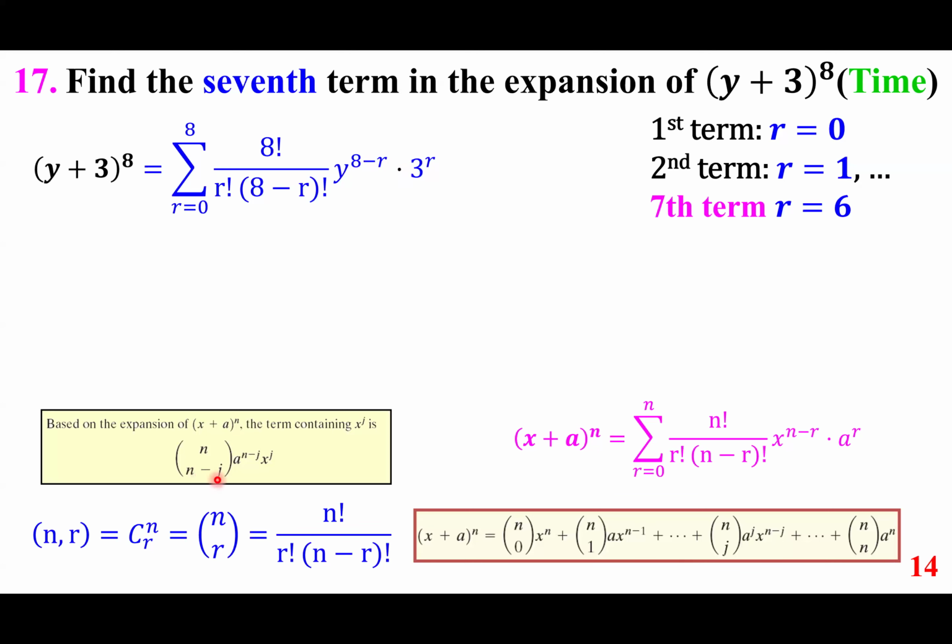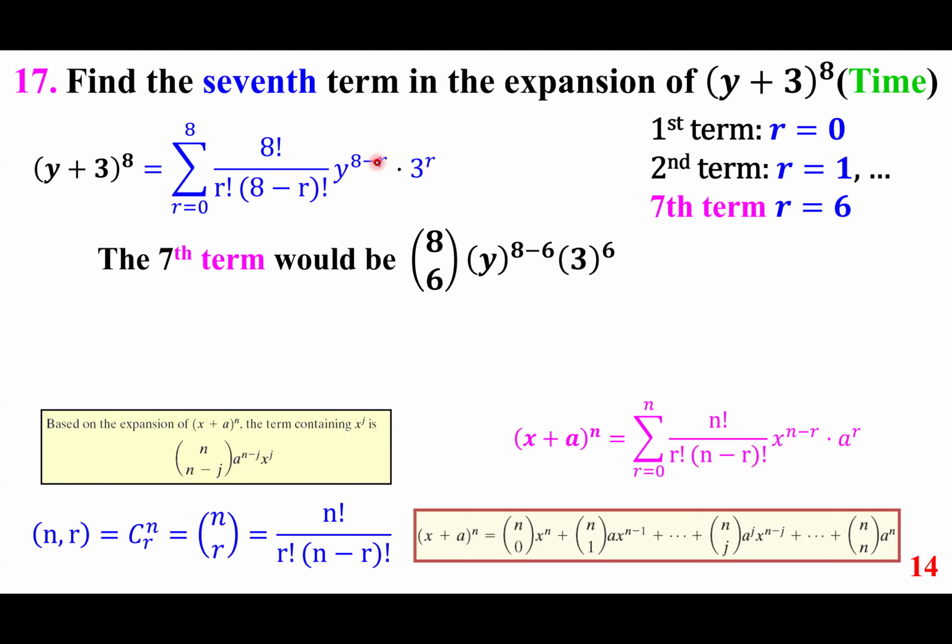Based on the expansion, this is the term containing x to the power of j: C(n, n - j) a^(n-j) x^j, and so forth. That's basically what we are saying here. So the rth term is using that. So C(8,6). If you go with this methodology, it's a lot faster. y to the power of 8 minus 6, which makes it y squared, and 3 to the power of 6.